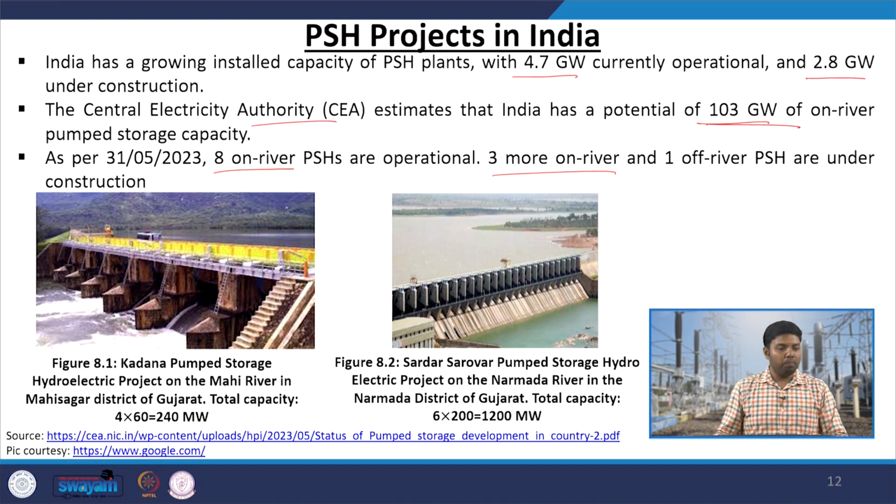These are the two big pump storage hydro facilities we have in India. One is Kadana pump storage, on the Mahi river in Gujarat, almost 240 megawatt of capacity, and the largest one is the Sardar Sarovar pump storage hydro, on the Narmada river in Gujarat, with almost 1.2 gigawatt of capacity. So, you can see how huge an amount of energy at the gigawatt level you can store with the help of pump storage hydro. But the problem is that you have to build a huge dam to store that amount of energy as kinetic energy.